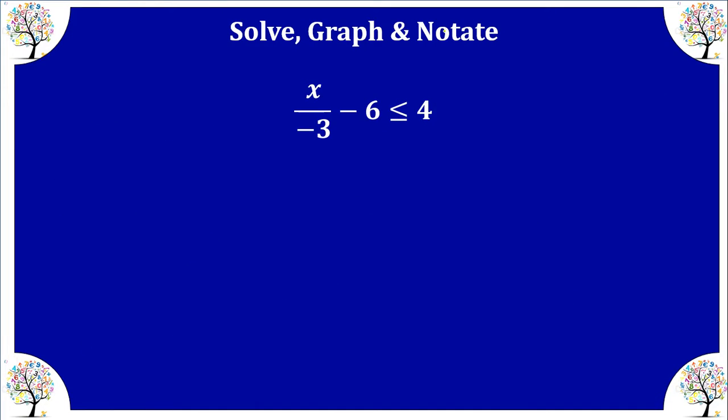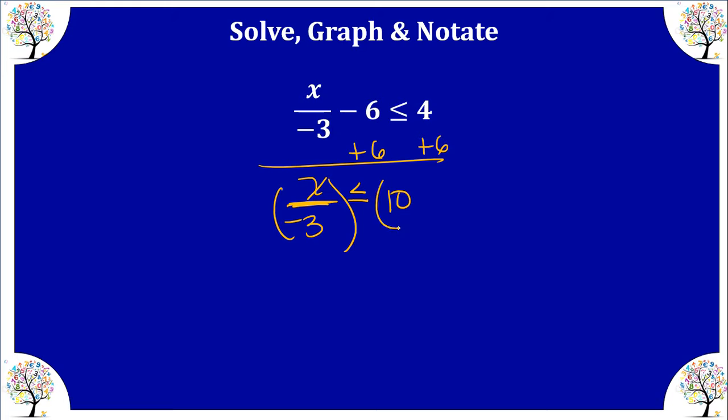Okay, we're going to solve, graph, and notate. Here we have x is being divided and then subtracted, so we're going to add. We have to undo the division. We're going to multiply. And because we're multiplying or dividing by a negative, we must reverse our inequality. So this is the inequality statement.